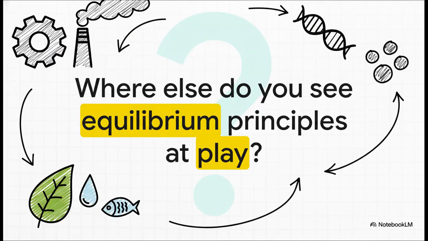So I'll leave you with a question to think about. Now that you've got this framework for equilibrium, where else do you see it happening? I mean, it's everywhere, from making fertilizers to how our blood chemistry works to how the oceans absorb CO2. These ideas are fundamental to the world around us.